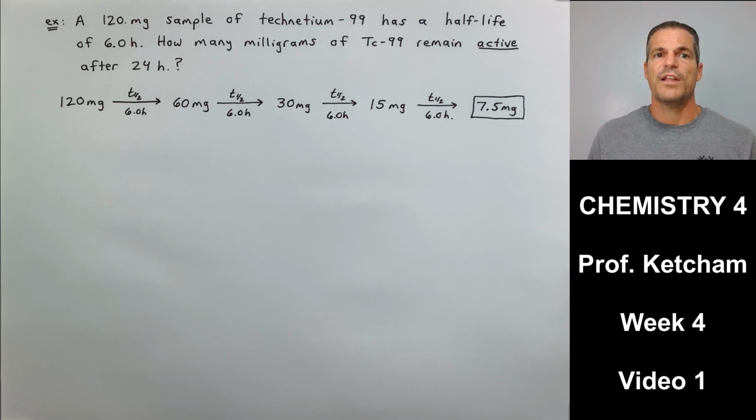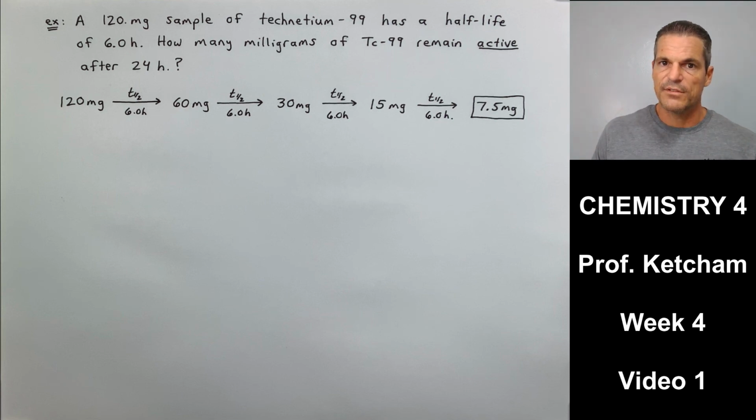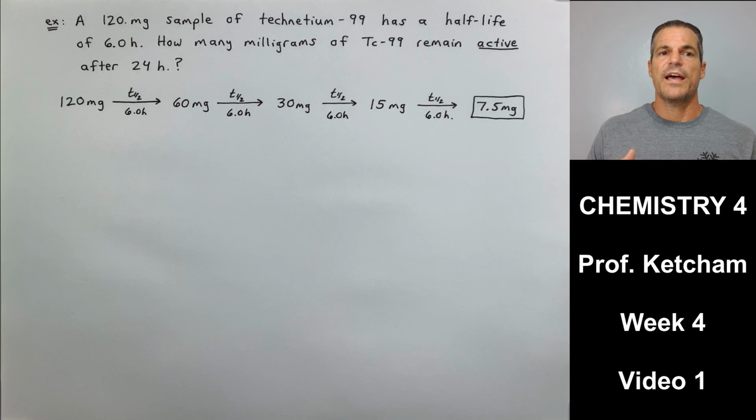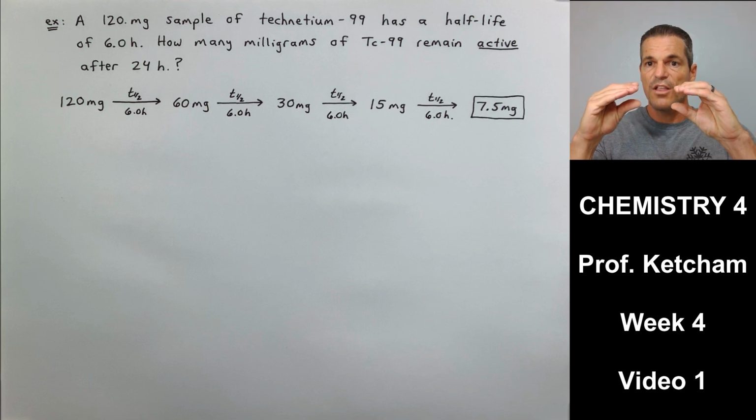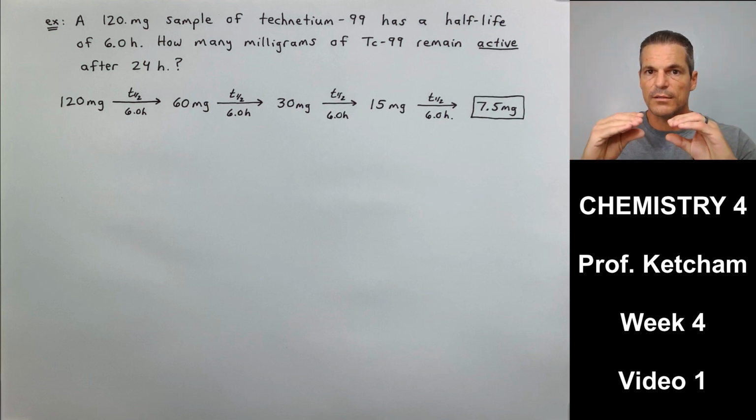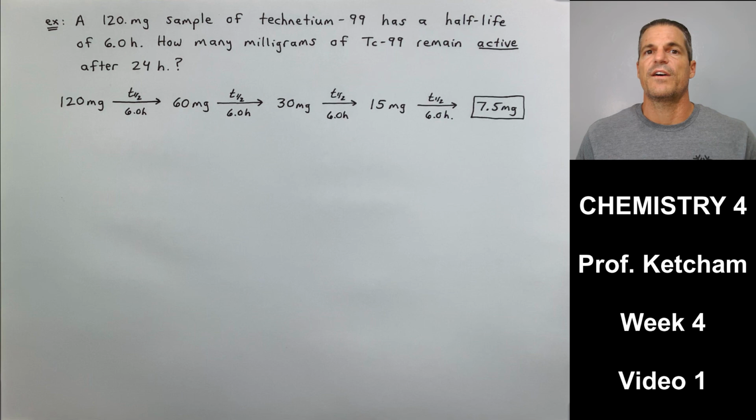So if my half-life, looking back at the original problem, is 6 hours, 6 times what gets you 24? 4. So you've got to go through 4 half-lives. Okay? So after 1 half-life, 120 becomes 60. After 2 half-lives, 60 is now 30, and then 15. Finally, it ends up at 7.5 milligrams.